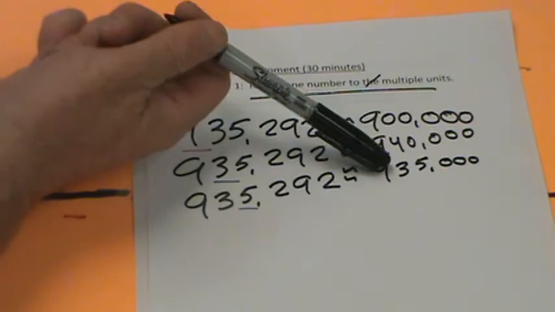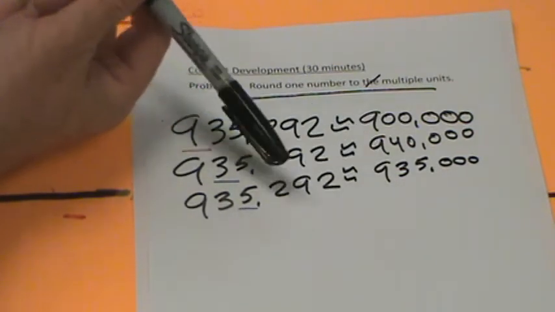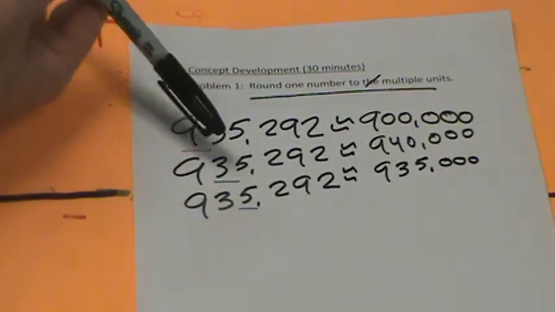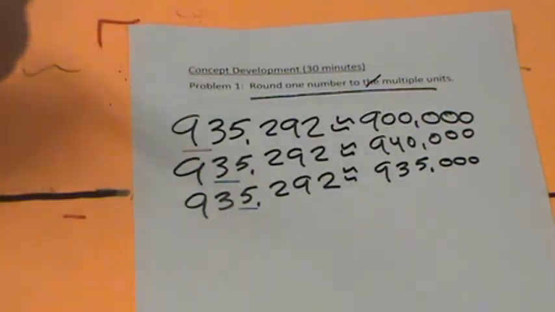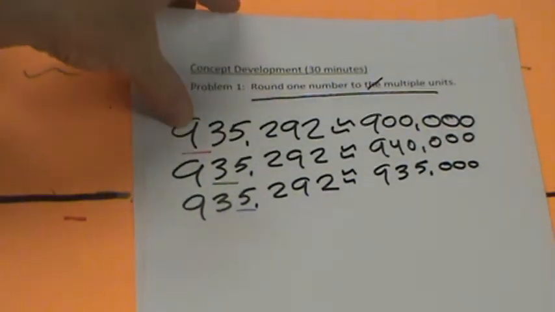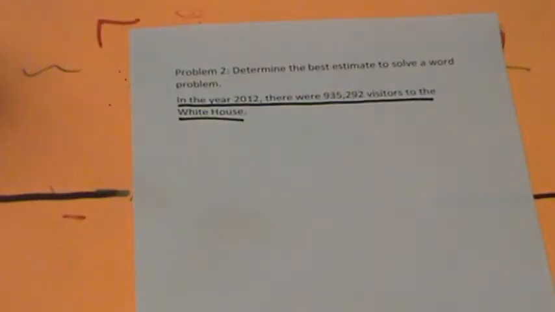Right here, this is getting pretty close. If we only printed 935,000, it's less than that. So I'm thinking that this might be the best number to use. Yeah, 940,000 maps, please. That way we would have enough to give to all the visitors at the White House.